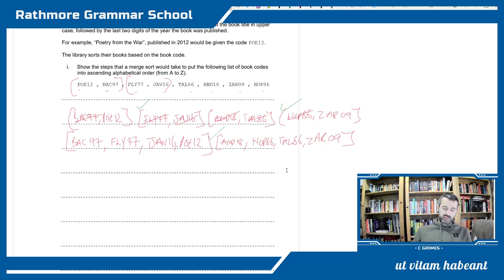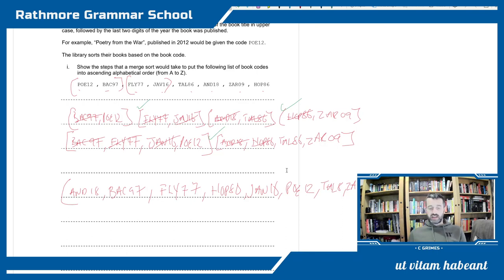And final merge, again, same process, it's recursive. We're looking at the left and left, and I've got AND 18. I'm going to compare B with H. I'm going to compare F with H. I'm going to compare J with H. J with T. P with T, and then I know T and Z are sorted, they're remaining, tal 86 and zar 09, if you can read my handwriting, and that's our sorted array.